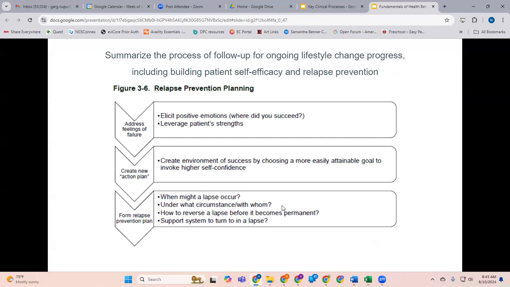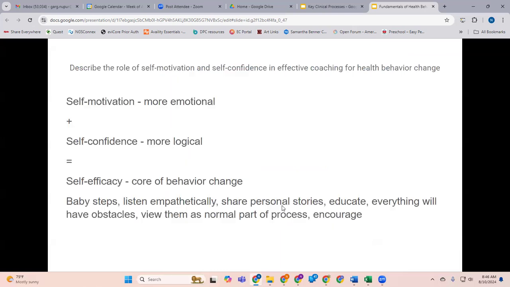So we put all of this into tables for you. The follow-up, alongside the first time you make an action plan, is very similar. You just reassess their progress and everything like that, including building patient self-efficacy and relapse prevention. Self-efficacy is first because it's mentioned first. Self-efficacy is determining their self-motivation and their self-confidence, those two questions that we talked about.